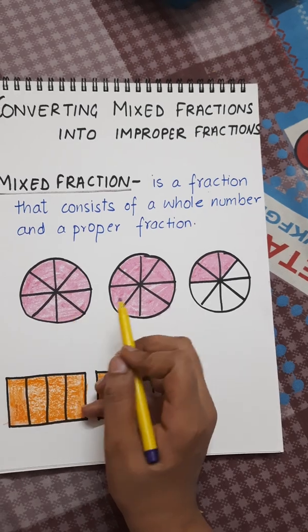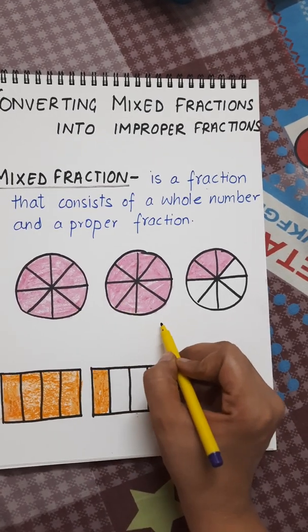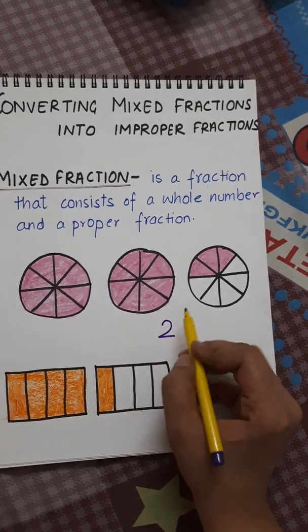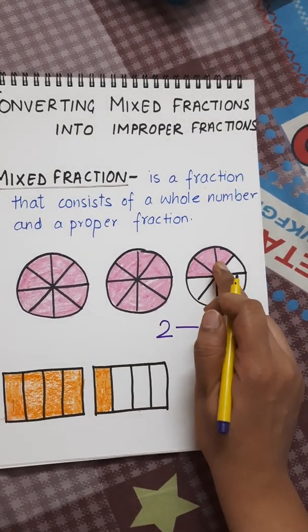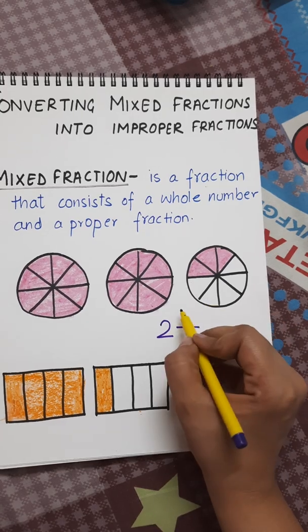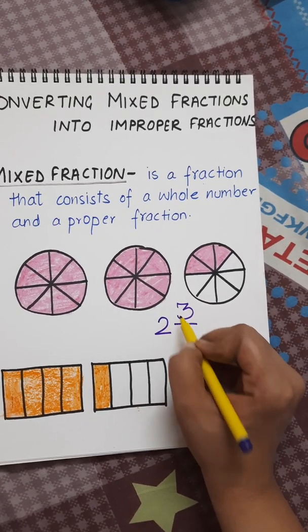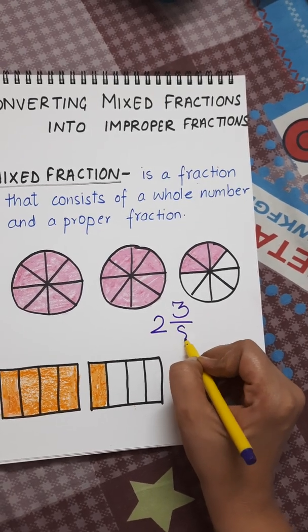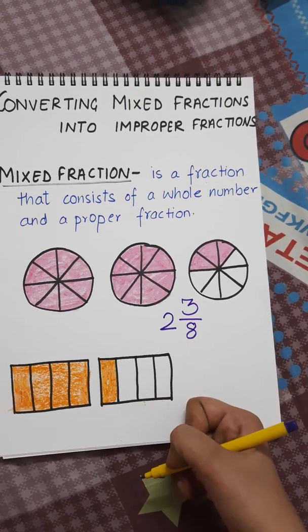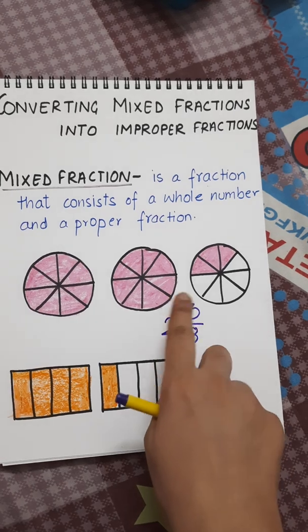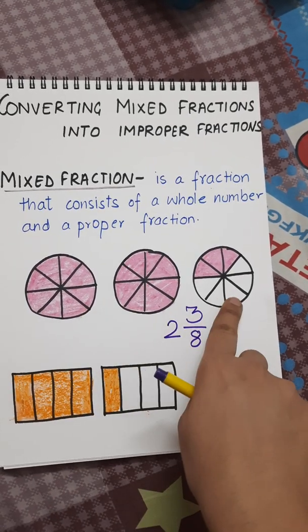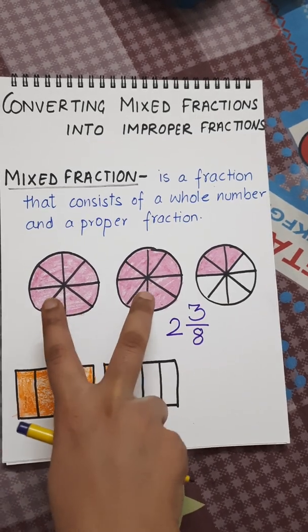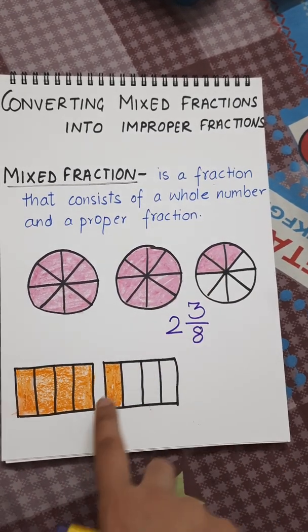So here, when I have 2 whole parts, I will write this as my whole number. And what is the fraction for this? I have selected 3, so it becomes my numerator, and the total number of parts is 8. So this is the way we represent a mixed fraction. This is the whole number and this is my fraction.